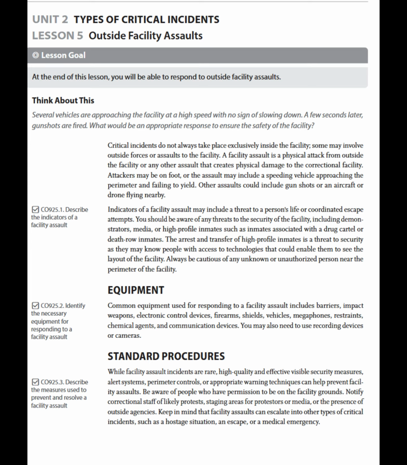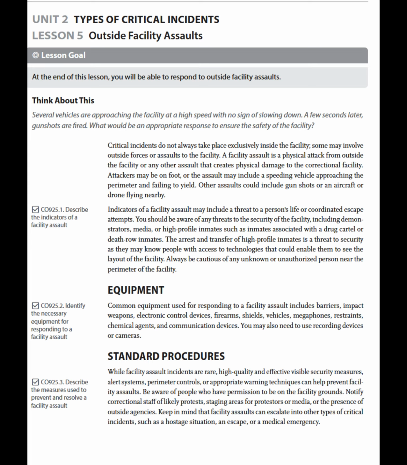Equipment. Identify the necessary equipment for responding to a facility assault. Common equipment used for responding to a facility assault includes barriers, impact weapons, electronic control devices, firearms, shields, vehicles, megaphones, restraints, chemical agents, and communication devices. You may also need to use recording devices or cameras.